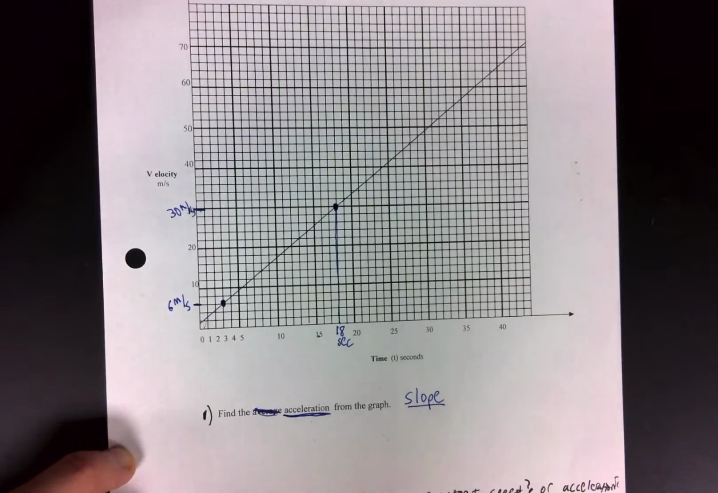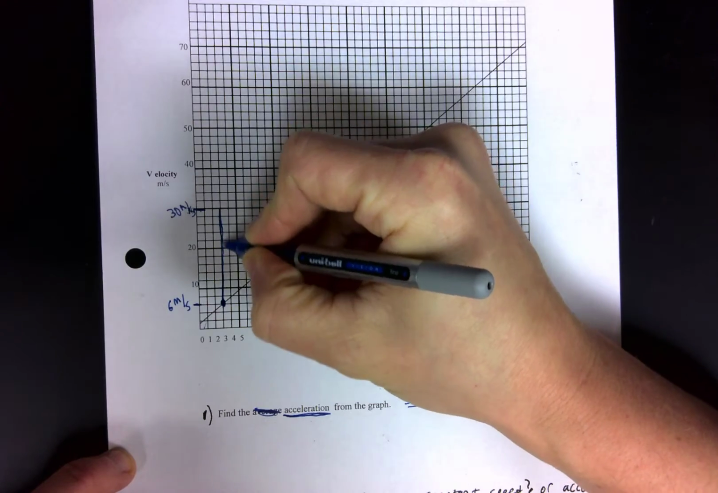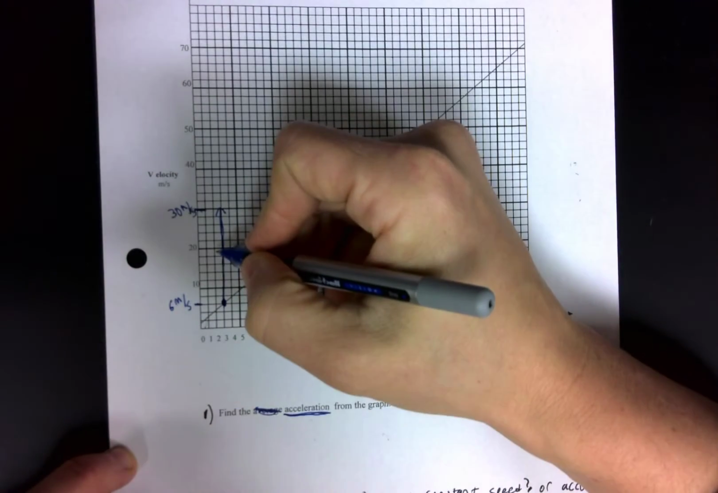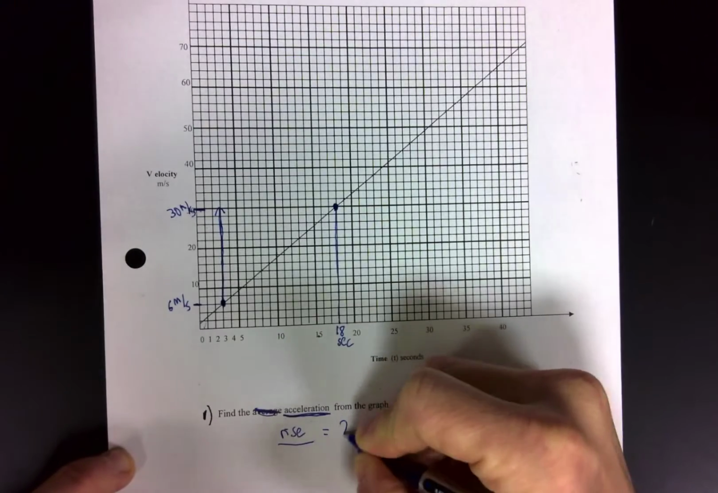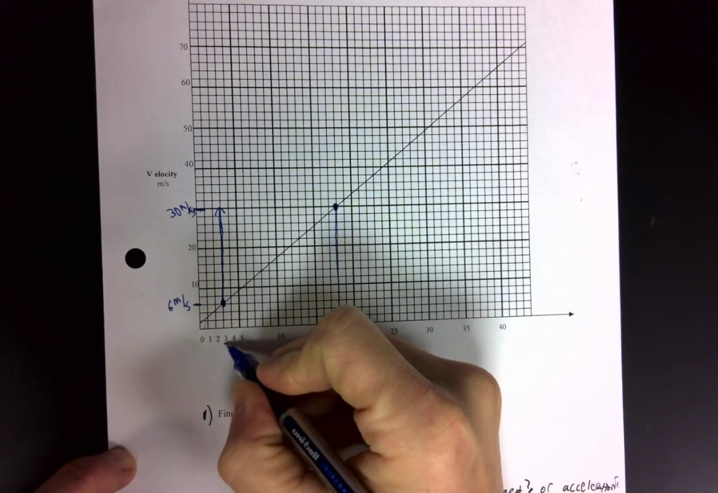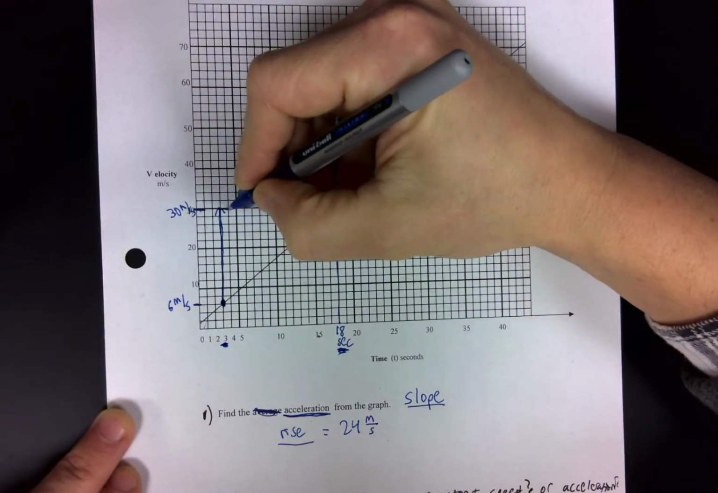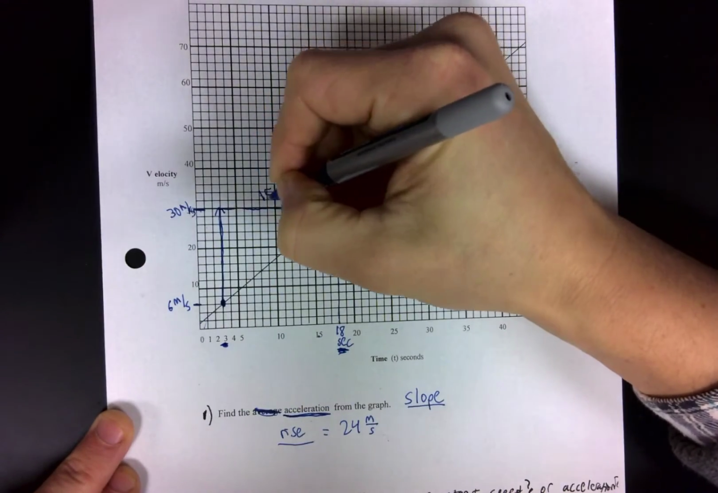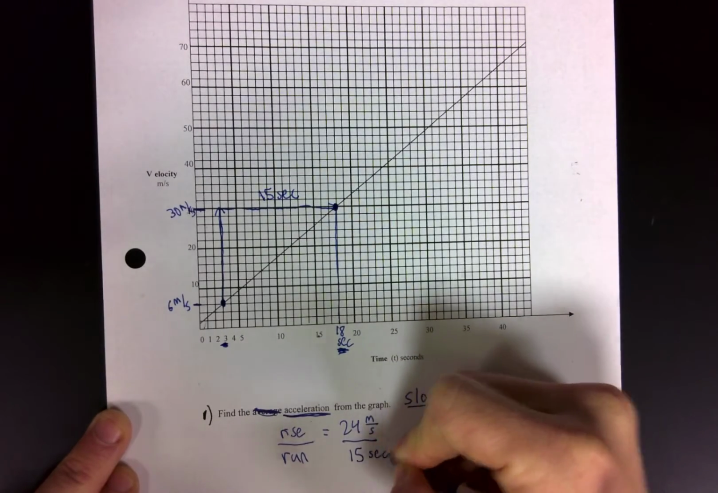All right. So the rise is from 6 to 30. So that would be a rise of 24 meters per second. And the run is from 3 over to 18. So how much does it go over? 3 to 18 is 15 seconds. So the run is 15 seconds.